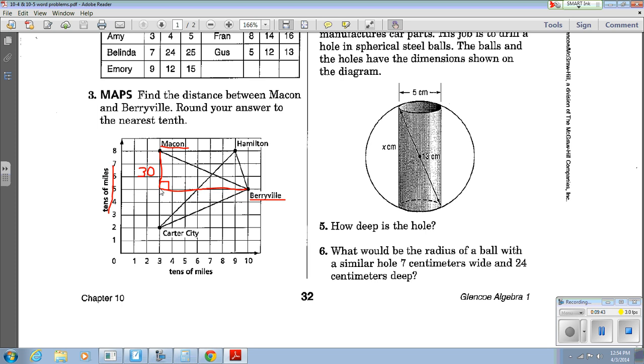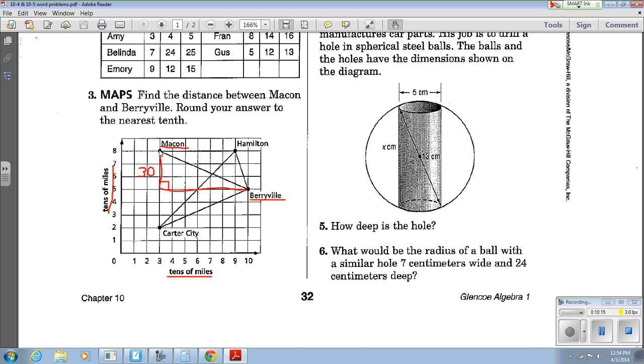You want to use this same idea to count the spaces and count the number of miles from this corner all the way over to Berryville. So there's 1, 2, 3, 4, 5, 6, and 7 spaces. So let's look at our heading down here. Our heading down here also says tens of miles. So if there's 7 spaces and each space represents 10 miles, you tell me how many miles that would be down here. Now, once you have that in there, you have the 2 sides that make up the right angle.